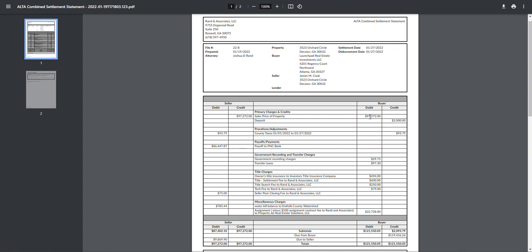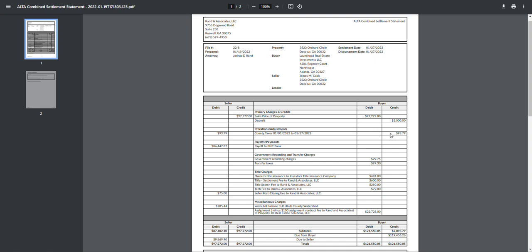So from the buyer is going to be a deduction of $97,272 because that's the sales price of the property, right? Then we're going to have a credit of $2,000, which is the deposit or the earnest money deposit, right? That's from the buyer. Then we're going to have a credit of taxes for $93.79, which essentially balances out because it's a debit on the seller side, so they cancel out.